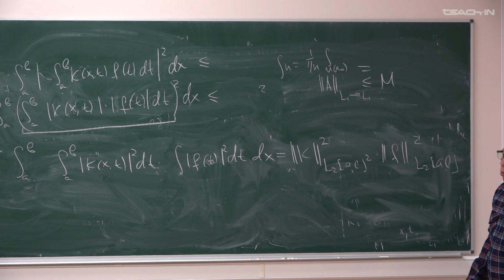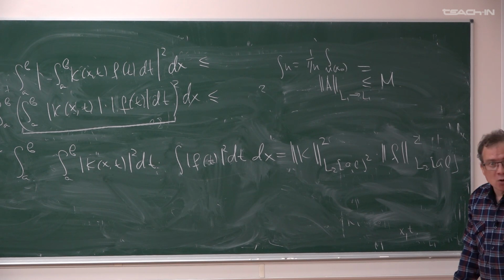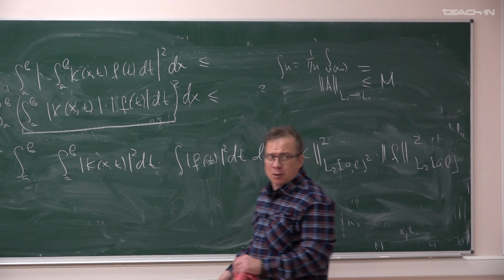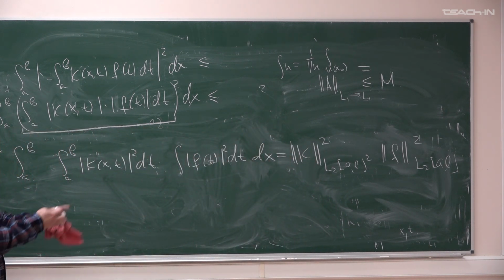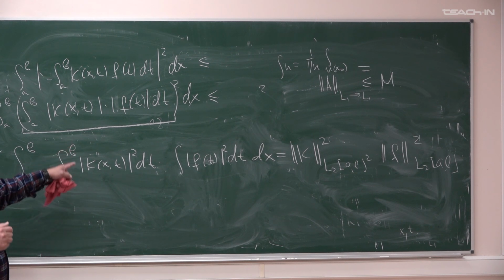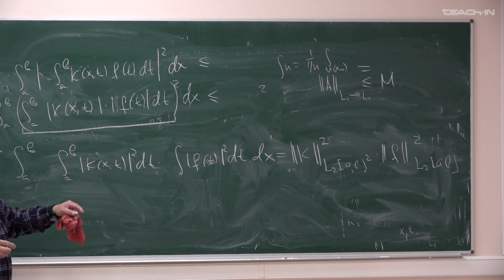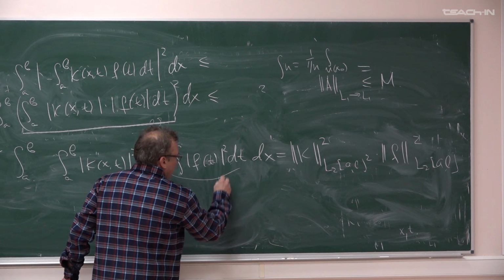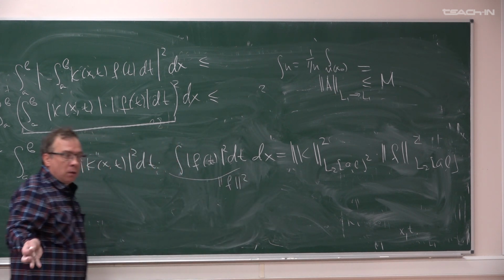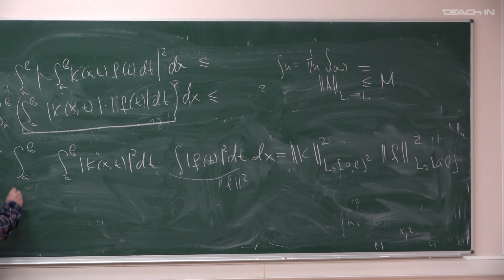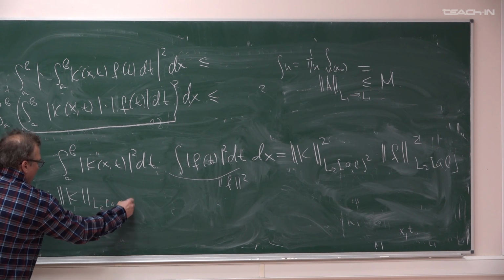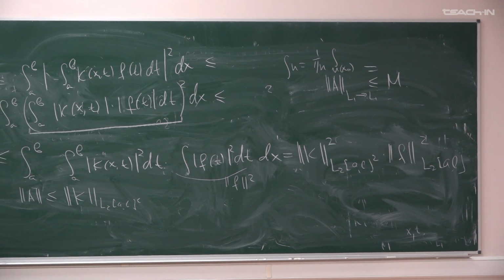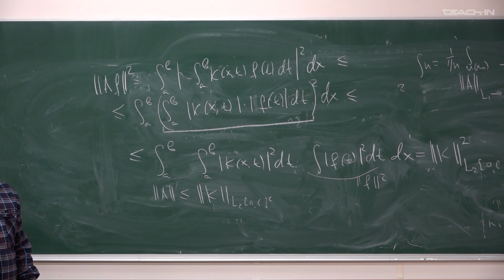So what can you say about estimations of the norm? Take the maximum in x. No, not the maximum. So by Cauchy-Bunyakovsky, we just obtain the integrals. This is just the norm of function f squared. So the norm of the operator, as usual, is less.